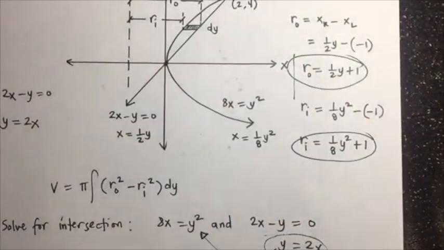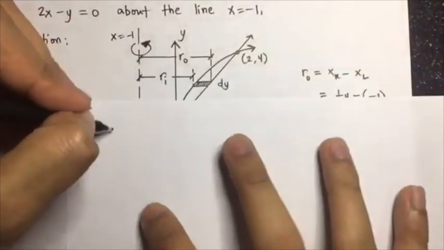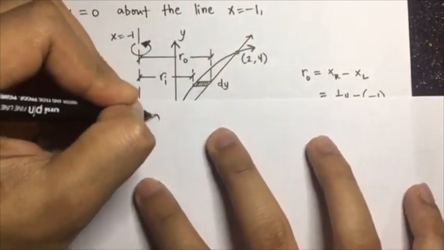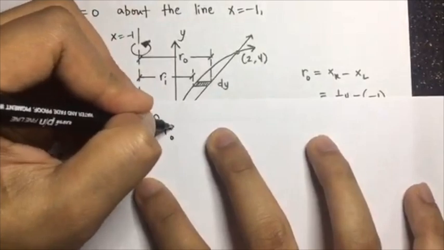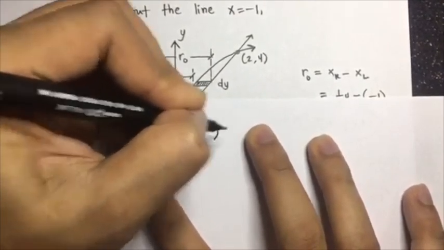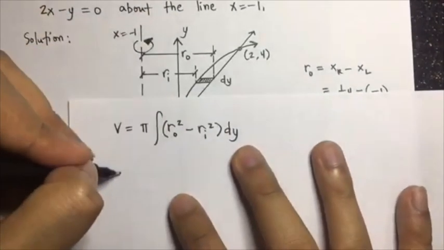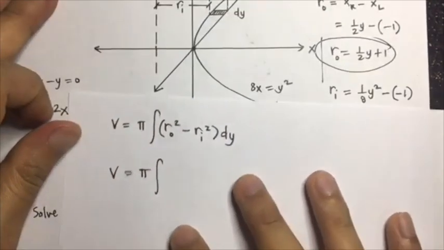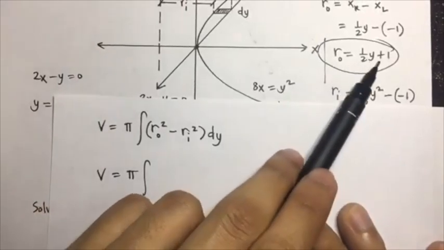So solving for our volume, from what we have gathered so far, volume again is equal to pi integral of outside radius squared minus inside radius squared, dy. So V is equal to pi integral of our outside radius, which is 1/2 of y plus 1.